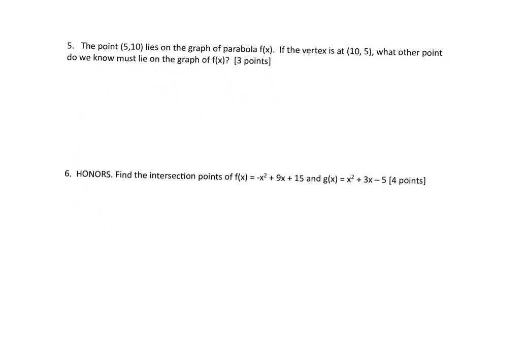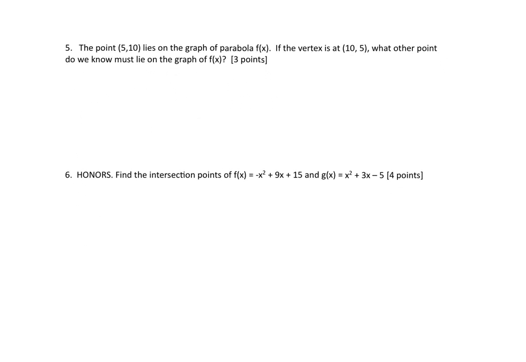All right, the point 5, 10 lies on the graph of parabola f of x. If the vertex is at 10, 5, what point do we know has to also lie on the graph? Well, if we have the point, let's say 10, 5 here at the vertex, we also have the point 5, 10, which would be right about here. So we know this thing opens up like this.